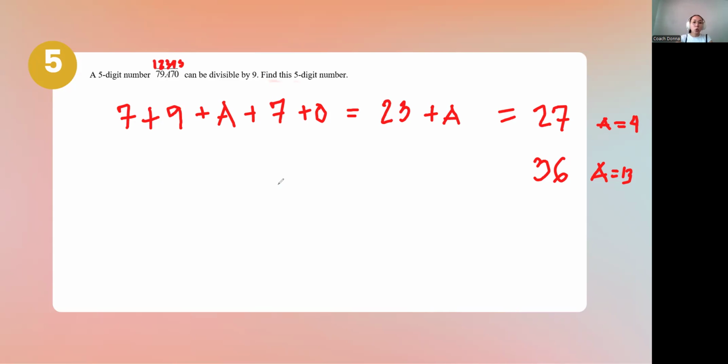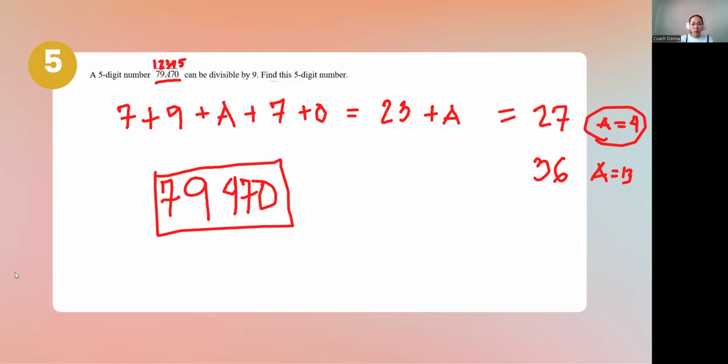But the question, careful, asks us for the 5-digit number. It's not the value of A, but the 5-digit number. So you're gonna write 79,470. Careful with what is asked, okay? Great. No, the answer is 79,470, not 4. All right? So careful with what is asked. That is it for number 5. Let us proceed to number 6.